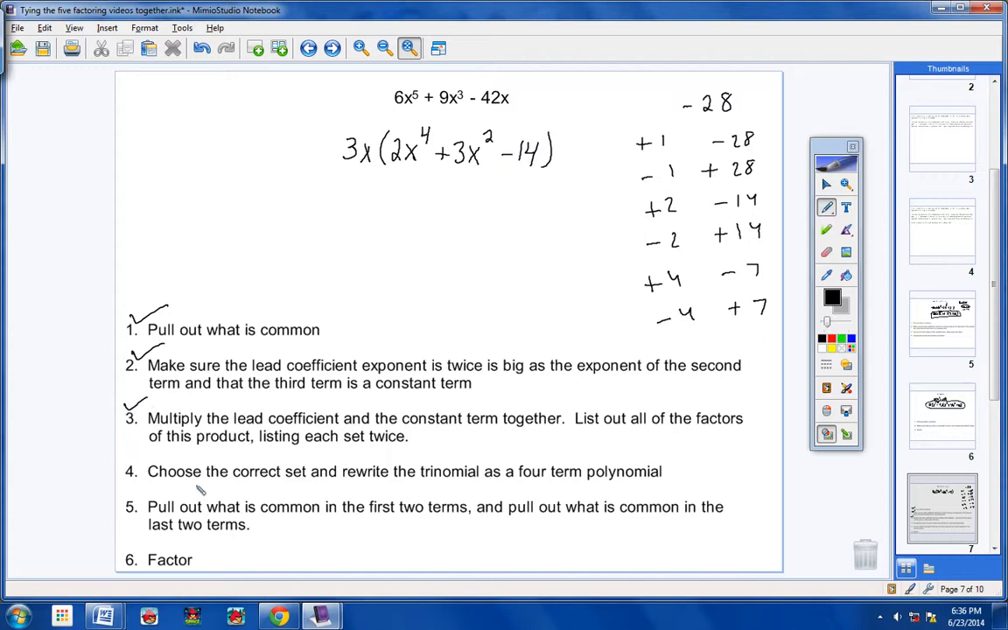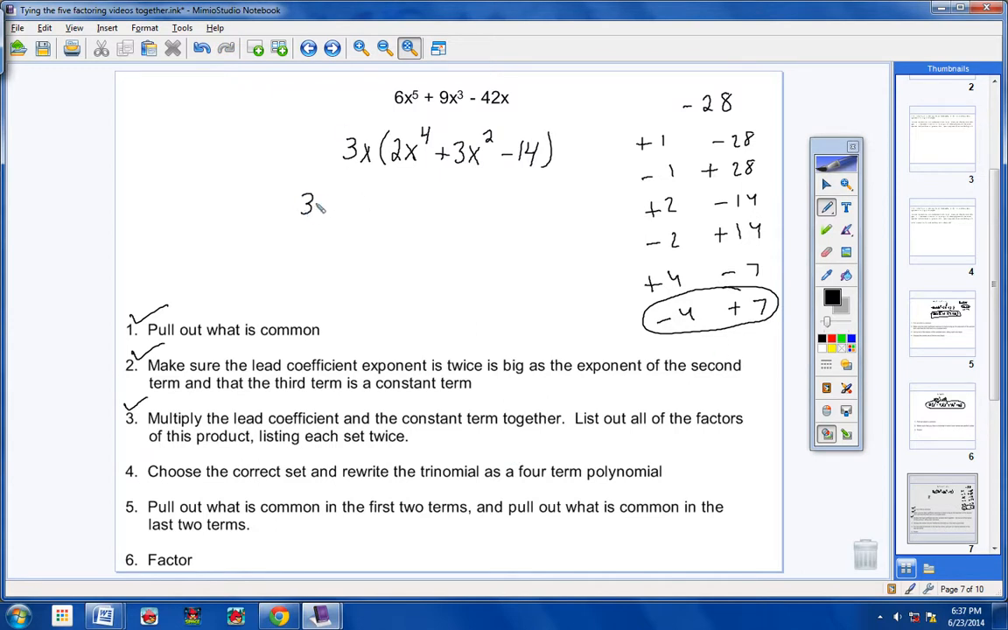Step 4 says choose the correct set and then rewrite the trinomial as a 4-term polynomial. Well, let's choose the correct set. I do that by looking at my middle coefficient. It's a positive 3, and so I'm looking for a set that adds up to a positive 3. Here it is, right here. Okay, so those are the numbers I'm going to use.